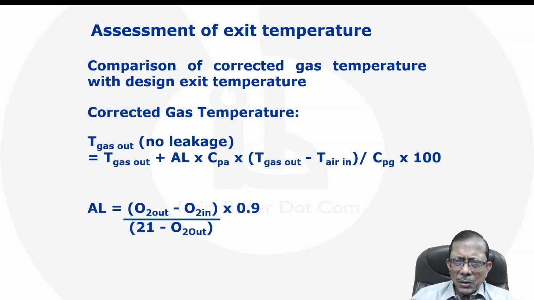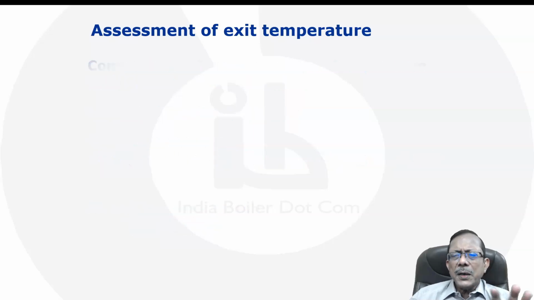So you can always check the corrected gas temperature as TG out plus AL into CPA, where CPA is the specific heat of air, which can be taken as 0.23 kilocalorie per kg degree centigrade, into TG out minus T air in, divided by CPG, that is the specific heat of flue gas. As I told you, it can be taken as 0.24 kilocalorie per kg degree centigrade, right? And into 100, if you are taking a percentage. You don't have to multiply by 100 if you are taking only a fraction, like I have taken in the bottom, as AL, air leakage, as a fraction. Okay, so I'll give you an example.